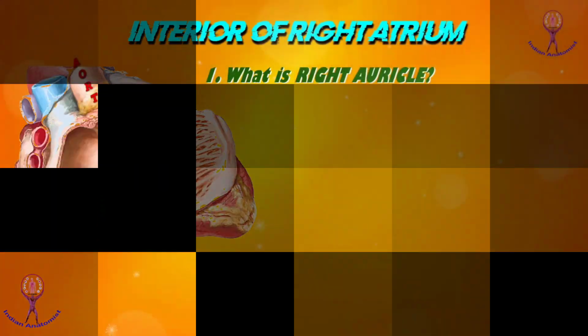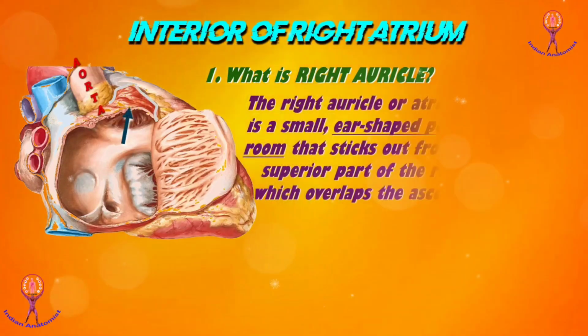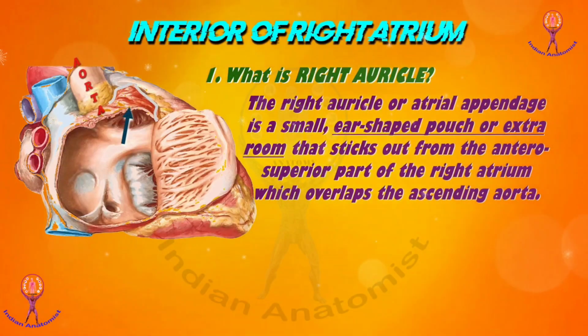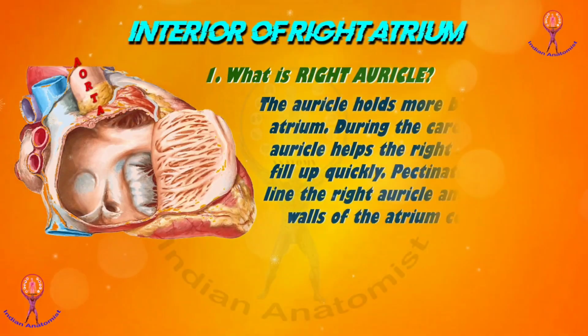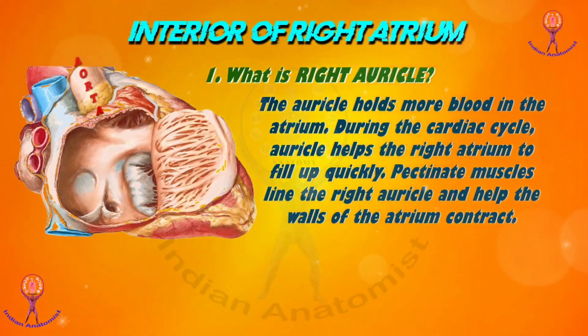What is the right auricle or atrial appendage? The right auricle or atrial appendage is a small, ear-shaped pouch or extra room that sticks out from the antero-superior part of the right atrium, which overlaps the ascending aorta. The auricle holds more blood in the atrium. During the cardiac cycle, the auricle helps the right atrium to fill up quickly.